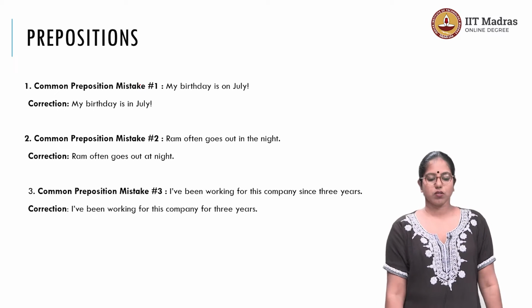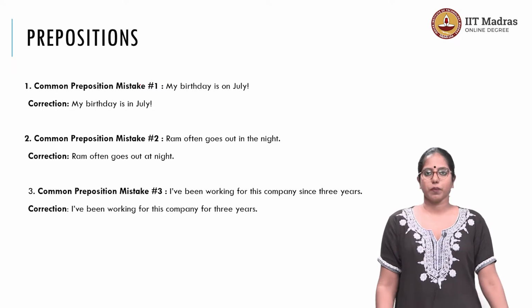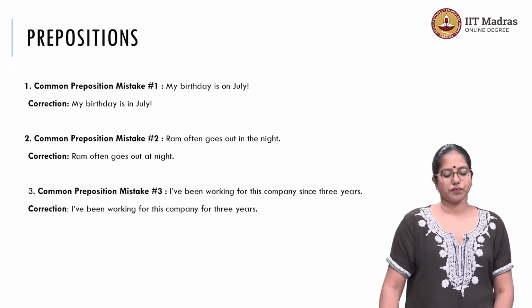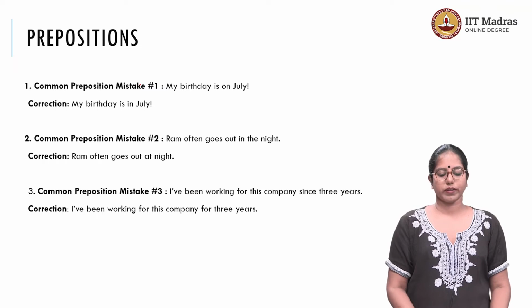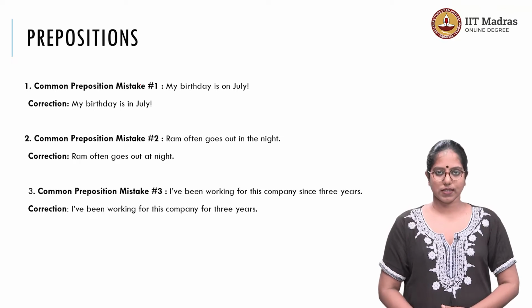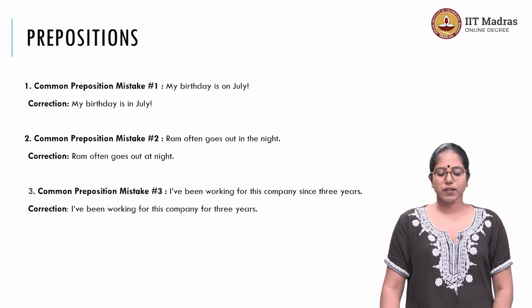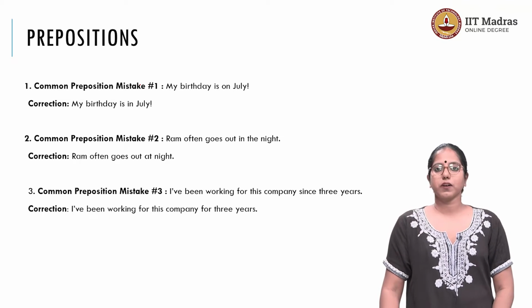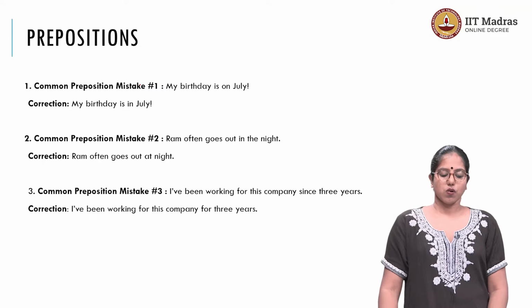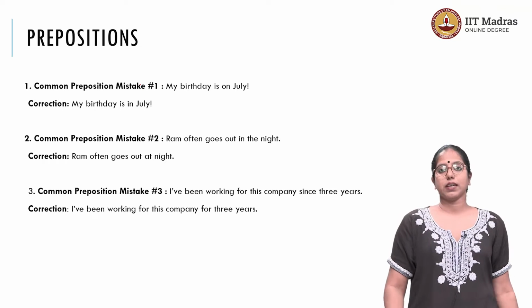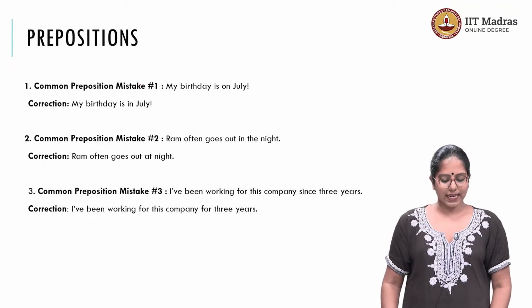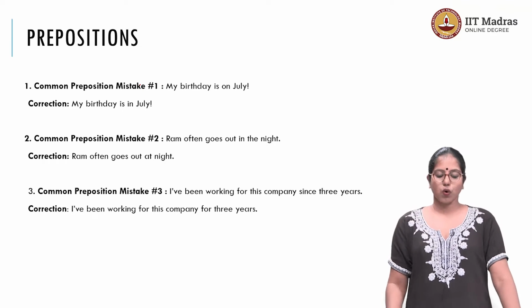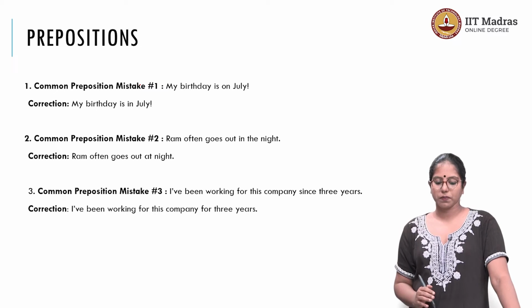the next section. So we are going to discuss a few common mistakes that second language learners of English often make when they use prepositions in a sentence. Okay. So the first sentence is, my birthday is on July. Well, the right answer is, my birthday is in July. Why? Because for days and dates in English language, you always use a preposition on. For example, it's my birthday on June 2nd.